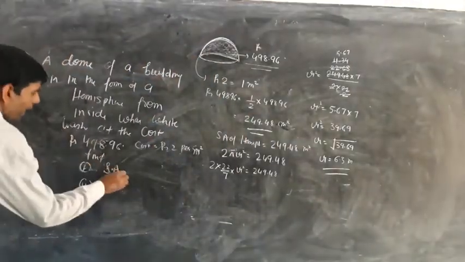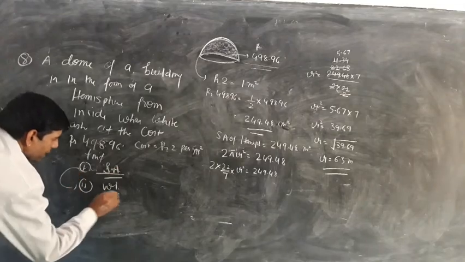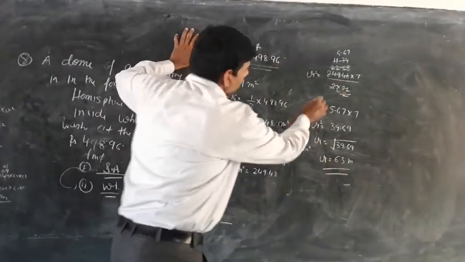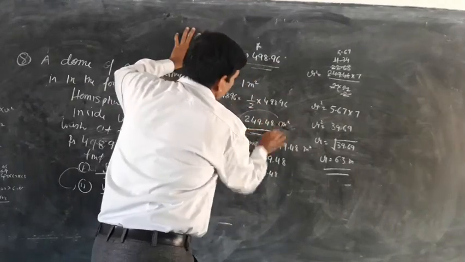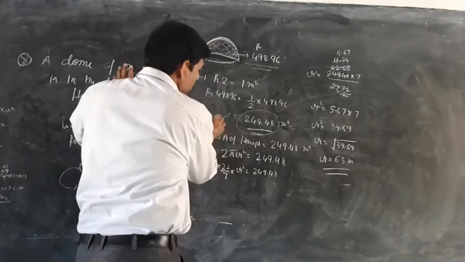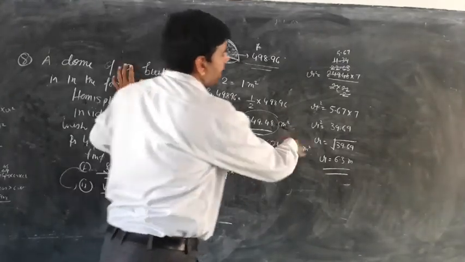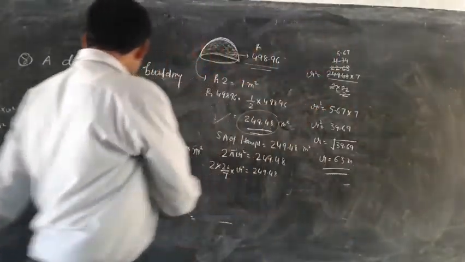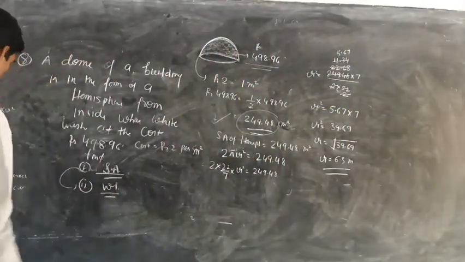So first we find the surface area and second we find the volume. First we found the surface area of the hemisphere, which is 249.48 meter square. By solving this problem we found the radius of the hemisphere, which is 6.3. Lastly we find the volume of the hemisphere.